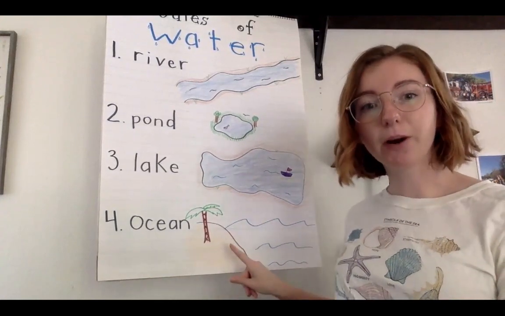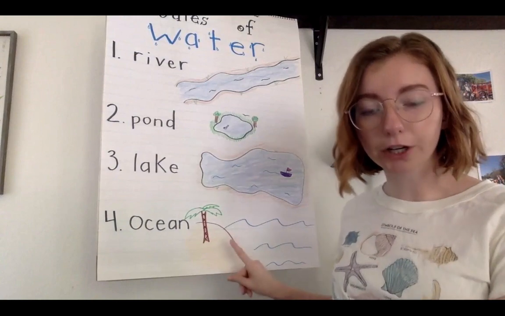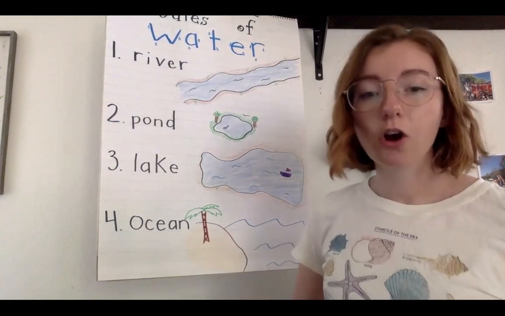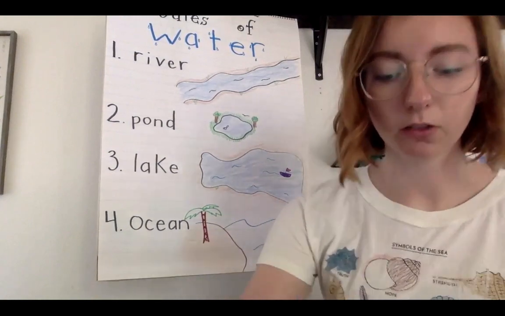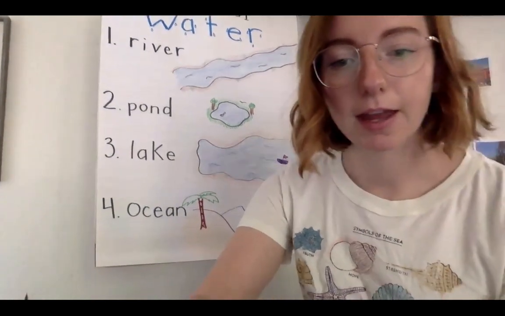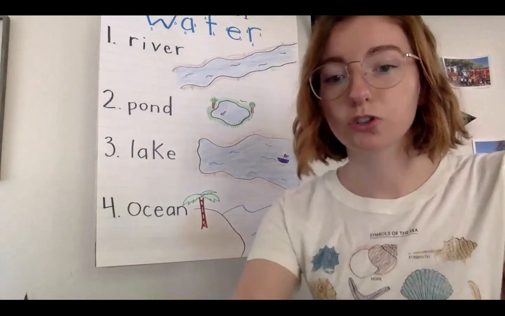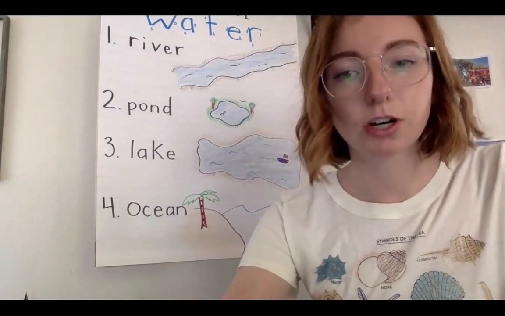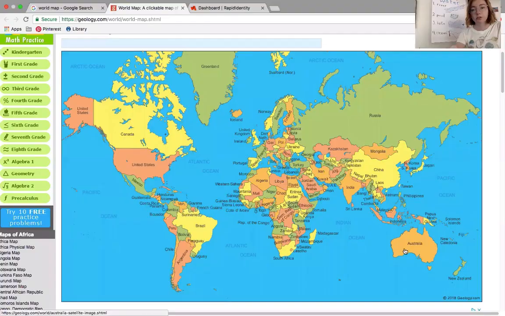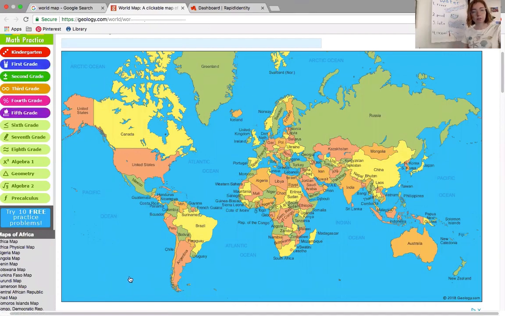And last, we have our biggest body of water, the ocean. Oceans are really big and they cover a lot of the earth. And oceans have salt water, which means it's not safe to drink. And I'm going to show you a picture of a world map so you can see just how much water covers the world. All of the blue stuff is water.